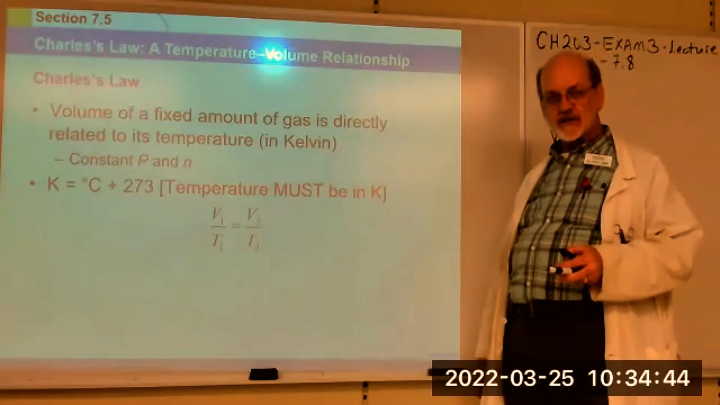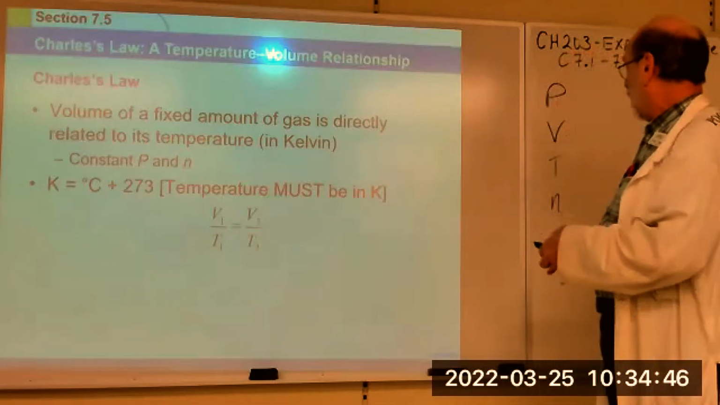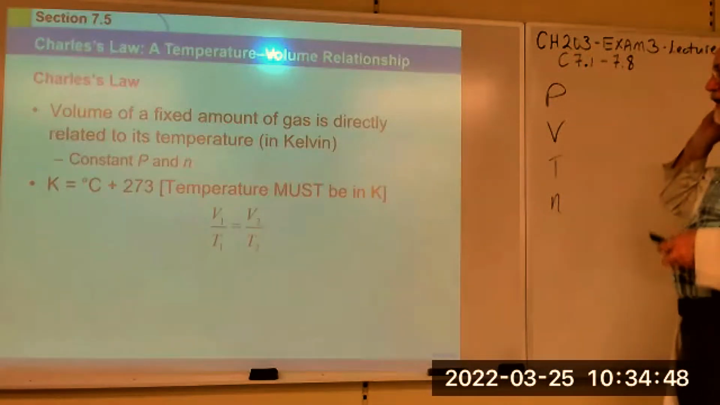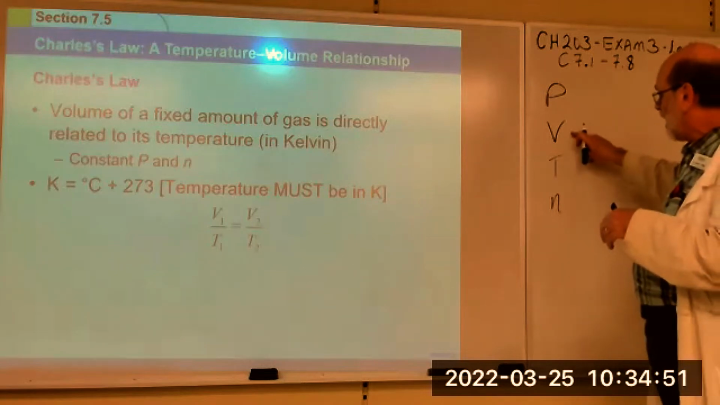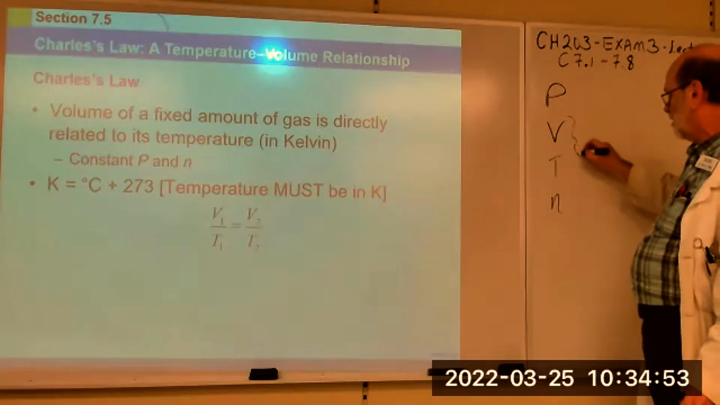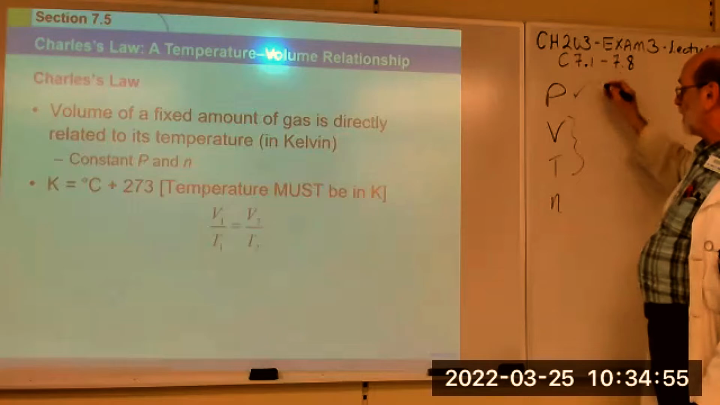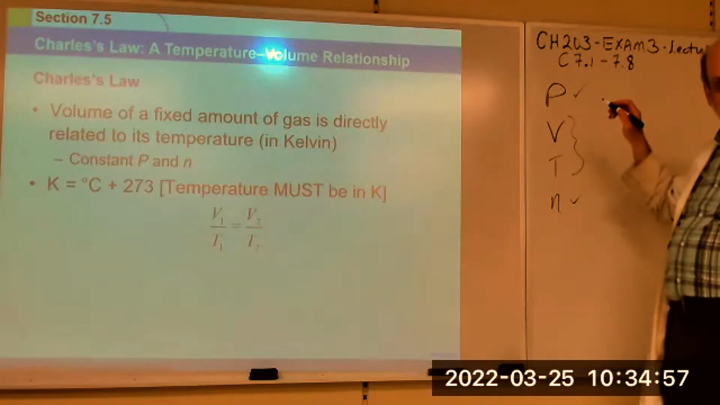P times V equals a constant. Now, what if we want to see the relationship between volume and temperature? Now we have to hold that one constant and that one constant.